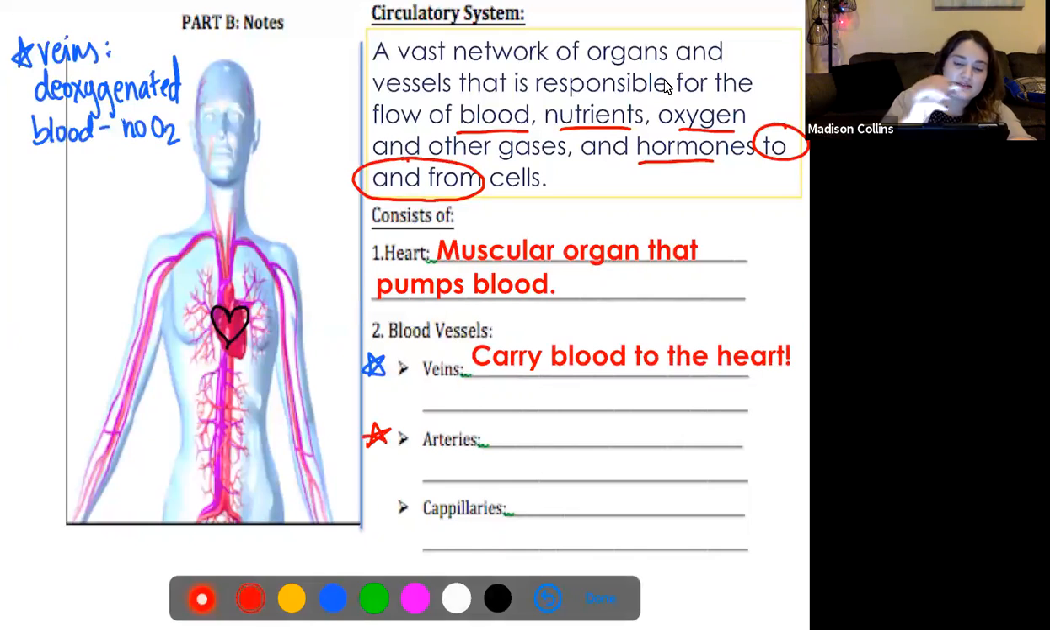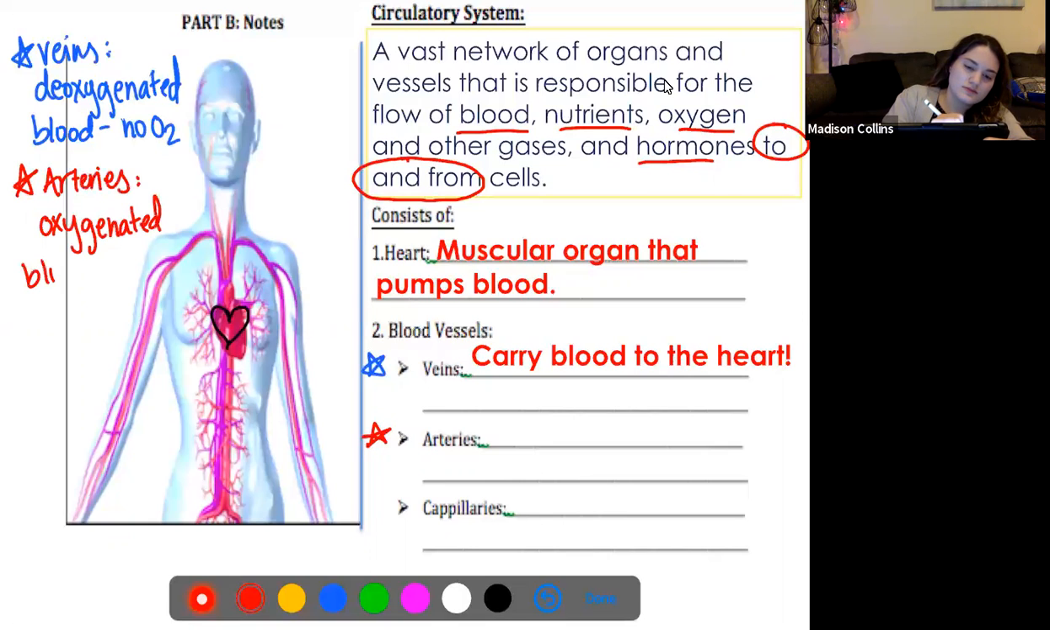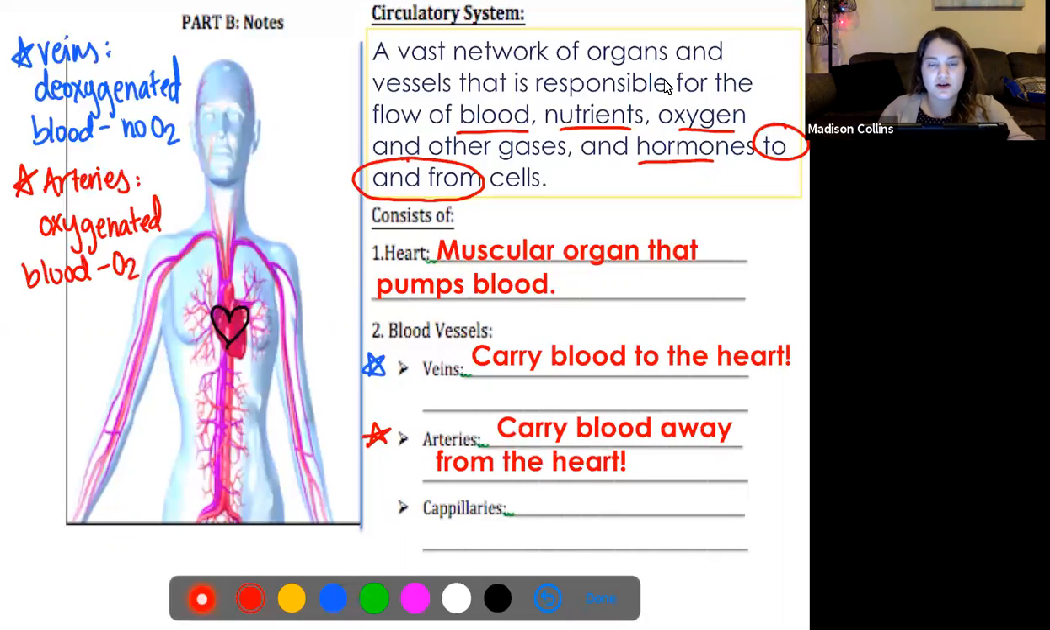And when we see, once again, a diagram like this, arteries are represented in red, and that's to show us that they carry oxygenated blood, which means that it contains oxygen. And because of that, they're carrying that oxygenated blood away from the heart.